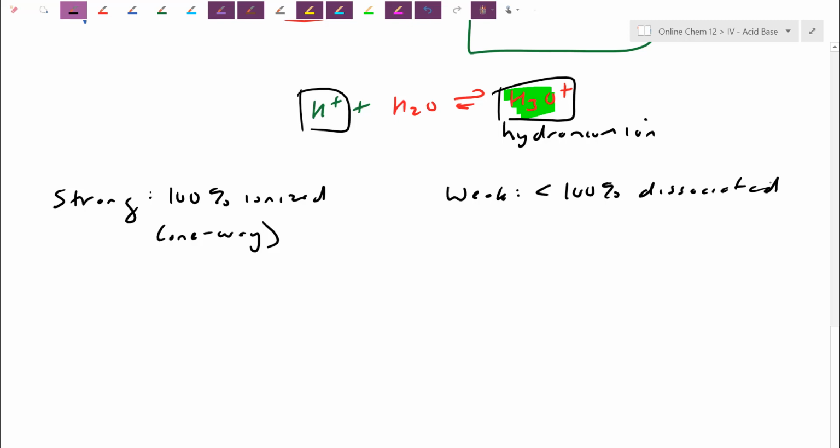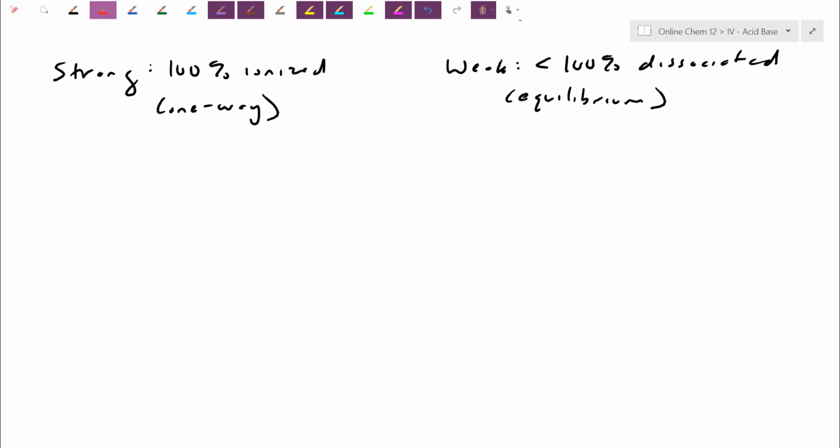But on our table, it relatively shows that some things are still better at donating protons. In general, we're looking at maybe 5% or 10% dissociation. The constants are very, very tiny, so in this case we're going to end up with an equilibrium arrow. Let me give you an example of this. You don't need to memorize your strong acids; this is on the table.